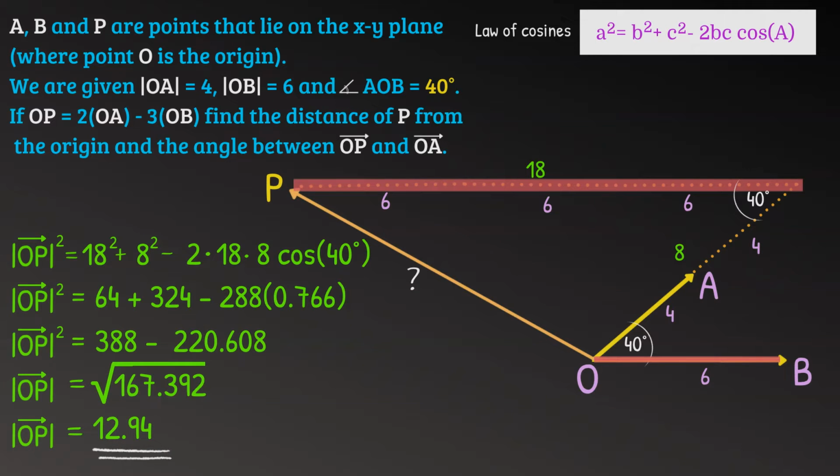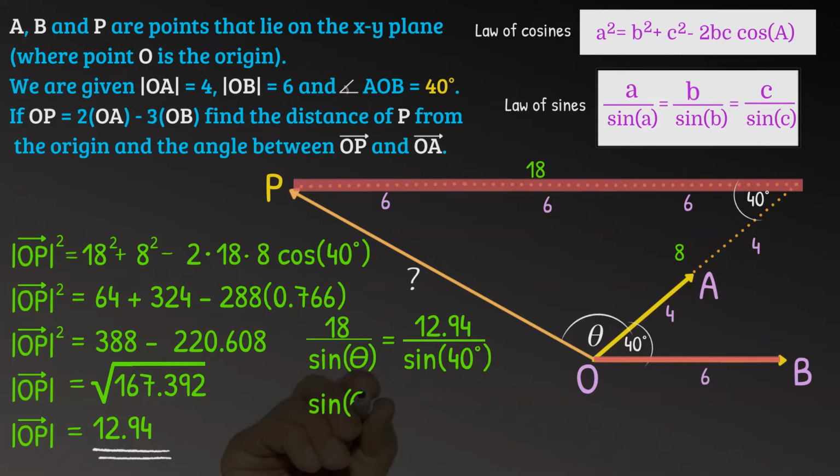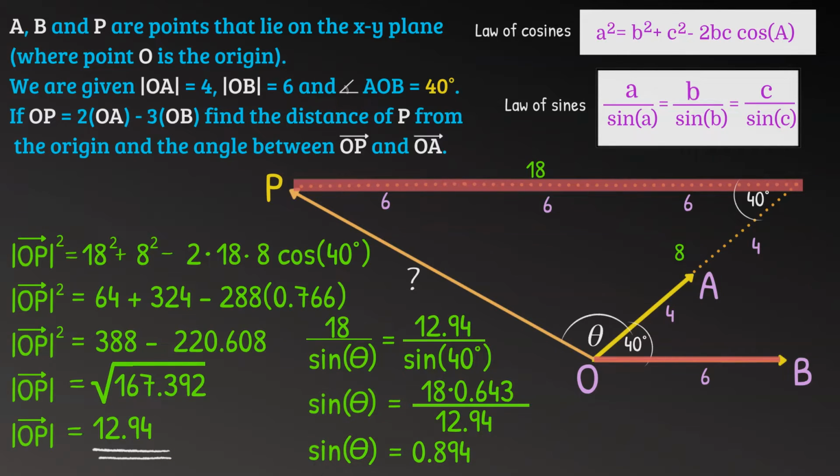We're then asked to find the angle between OP and OA, which is this angle here, which we'll label theta. Now for this part of the problem, I'd like to use the law of sines. And as you can see, the length of the side opposite our angle theta is 18. So using the law of sines, we have 18 divided by the sine of theta is equal to 12.94 divided by the sine of 40. Now the sine of 40 degrees is 0.643, so we end up with the sine of theta equal to 0.894.